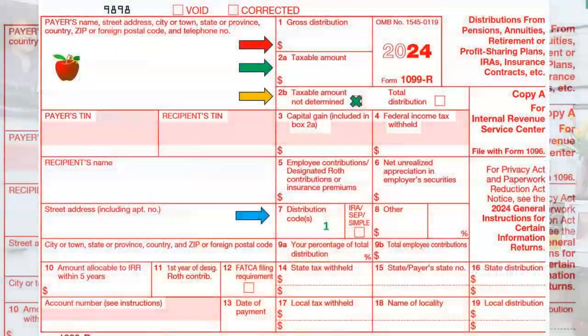The first one is when an IRA custodian reports a regular distribution on Form 1099-R, they're required to report the entire amount as taxable by including the amount in Box 1, gross distribution, and Box 2A, taxable amount, but they're also required to check Box 2B, taxable amount not determined.